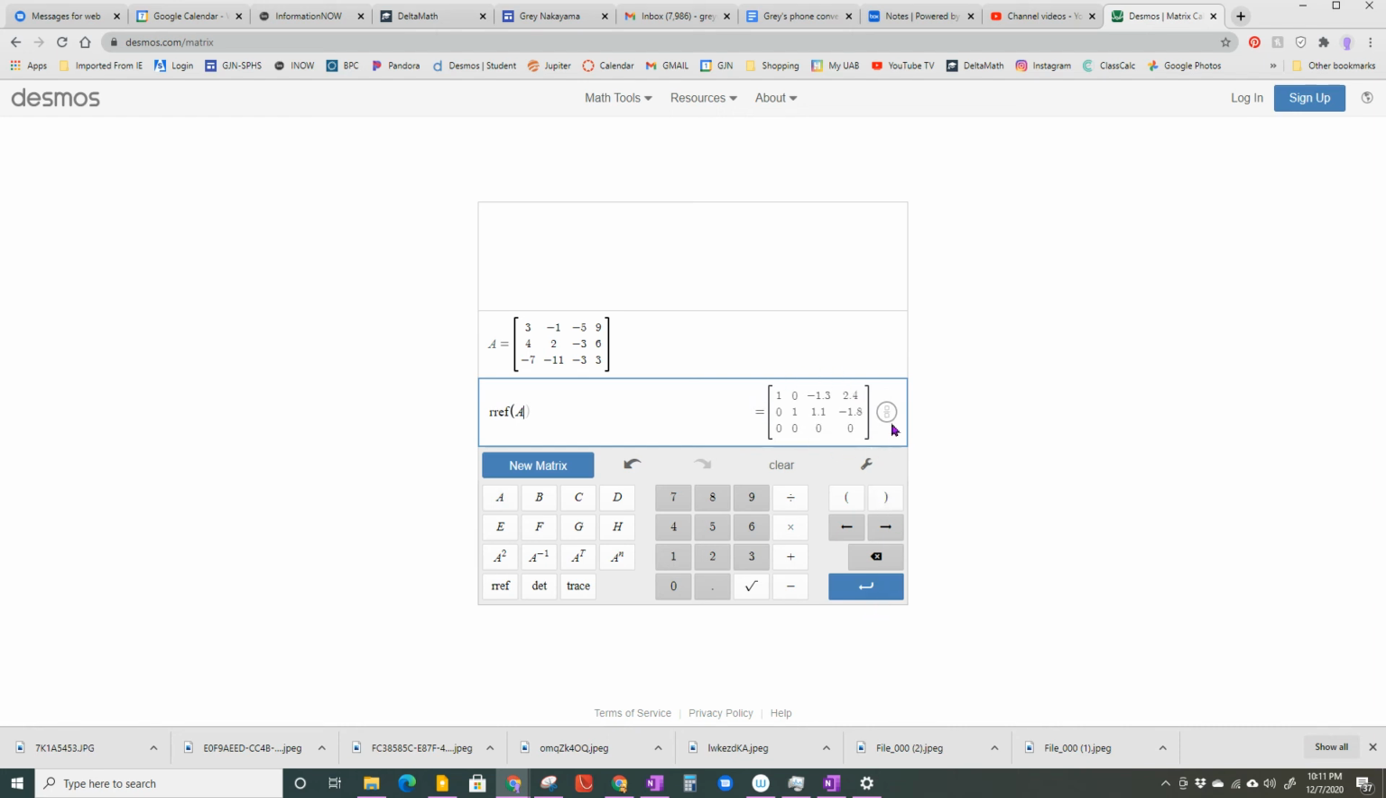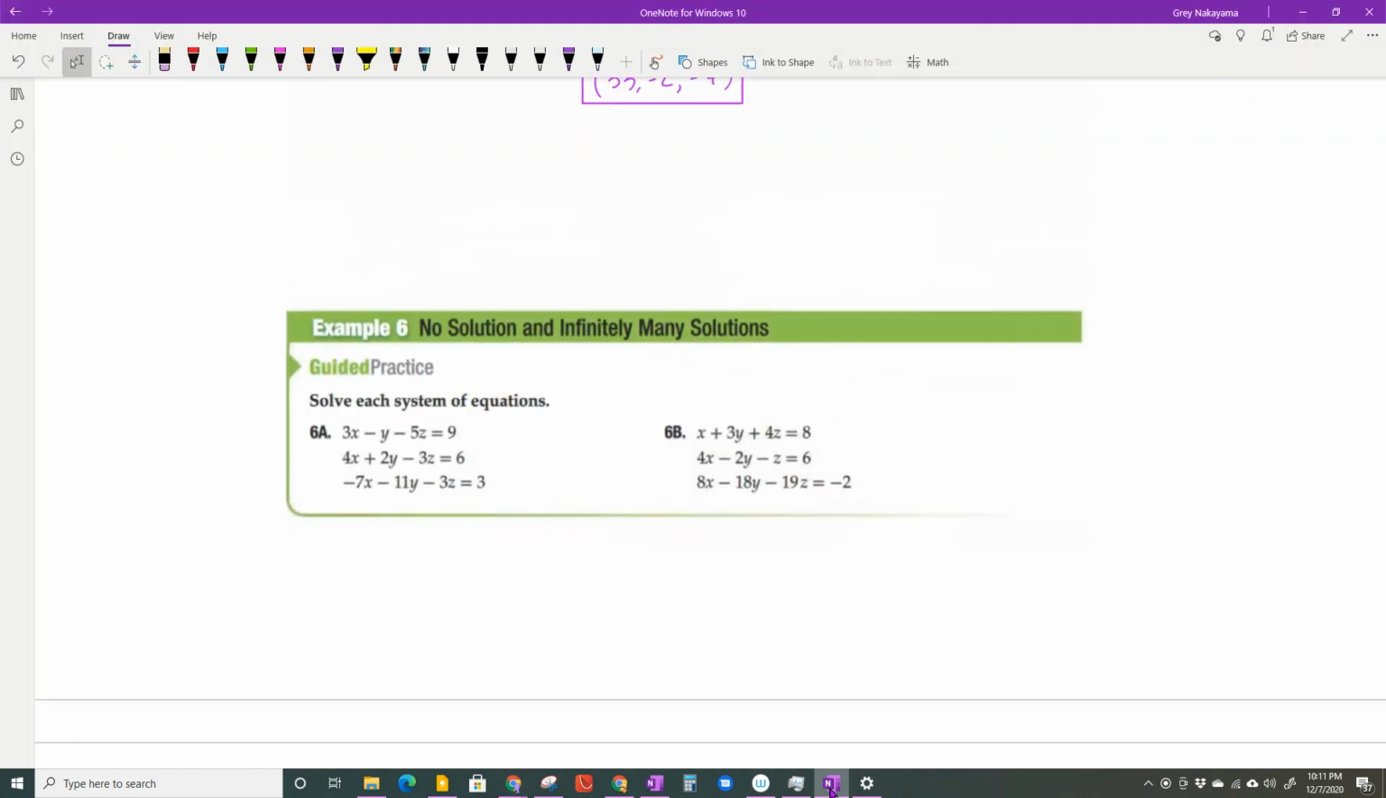Now this is a little interesting thing in Desmos: it converts it to fractions. When I did this originally, it came out as fractions, so that's what I have in my answer. But notice, y'all, that we have a row of zeros on the bottom. Let me explain to you what that means.